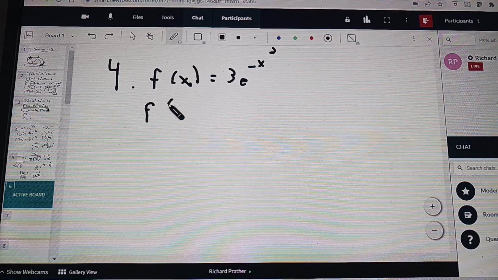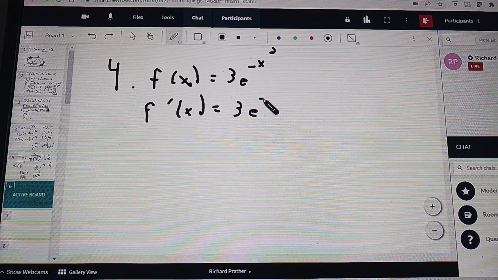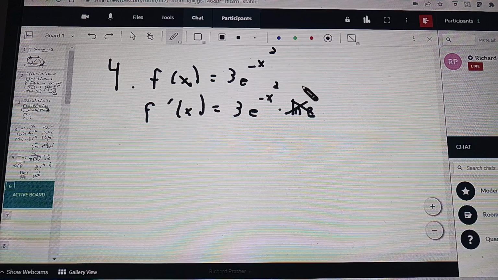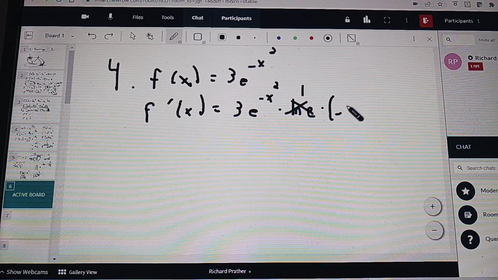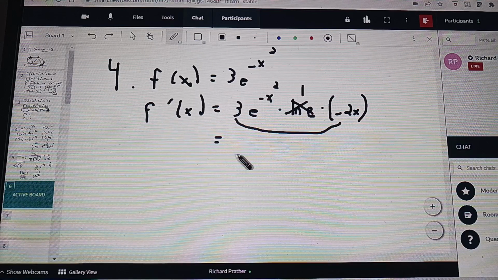First derivative, this is the exponential rule. The 3 is just a constant. Any exponential derivative is itself, technically times ln of whatever the base is, but ln of e equals 1, so that won't matter if there's other stuff here. And then times the derivative of the exponent. The derivative of negative x squared is negative 2x to the first. So if I simplify that, I could multiply the 3 times the negative 2x and get negative 6x e to the negative x squared.